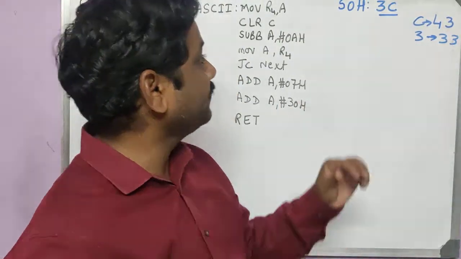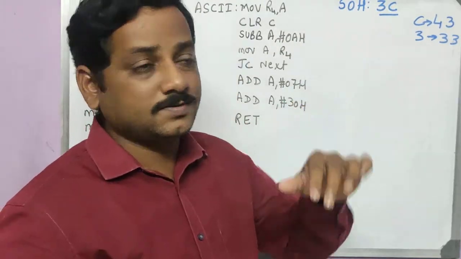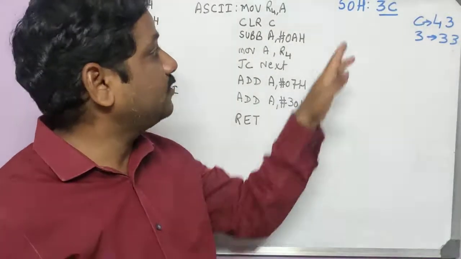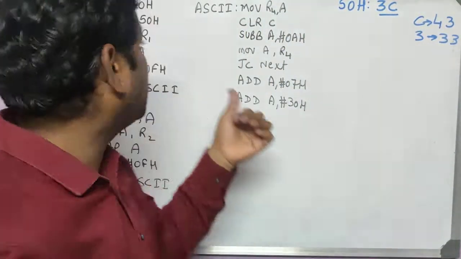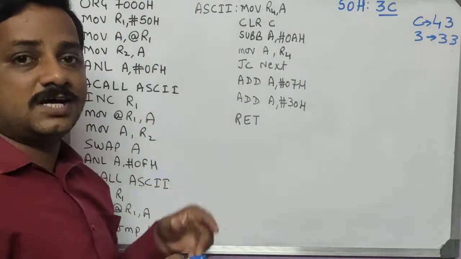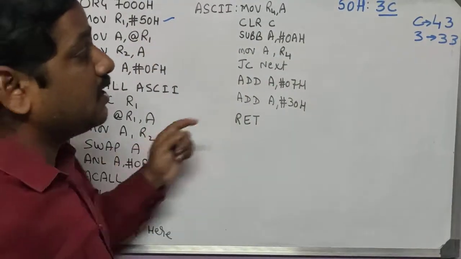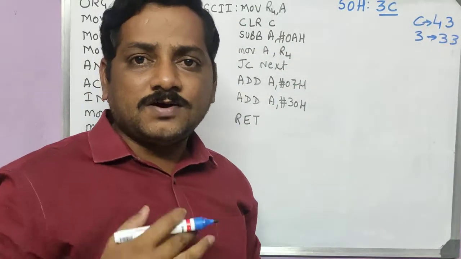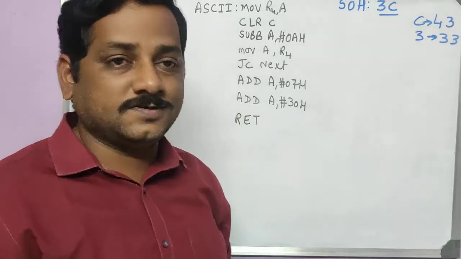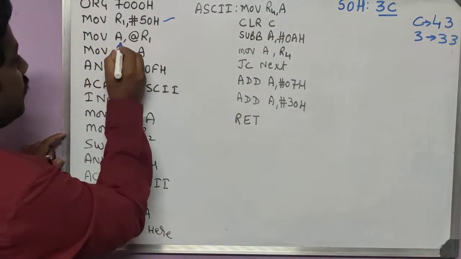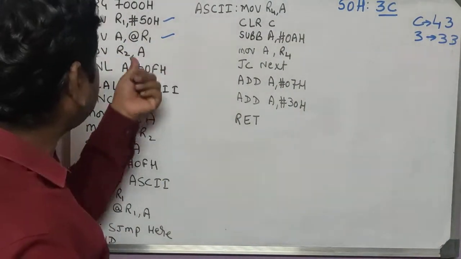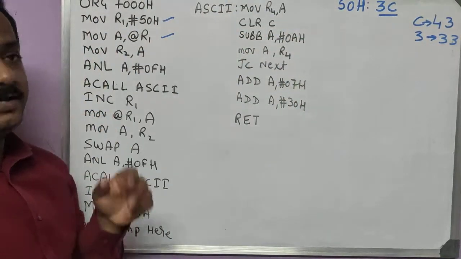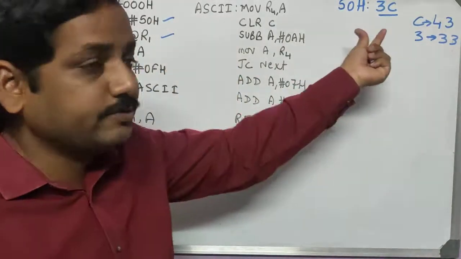Let's write a program for this. First, let us take it into the accumulator. What we have done here is I have assigned a register R1 for 50H, because I am giving the input at 50H. After that, I will take this into the accumulator. Whatever number I have, I want to convert, so you take it into the accumulator first. So MOV A, @R1. R1 is 50. At 50 what do I have? 3C. That will be given to A.